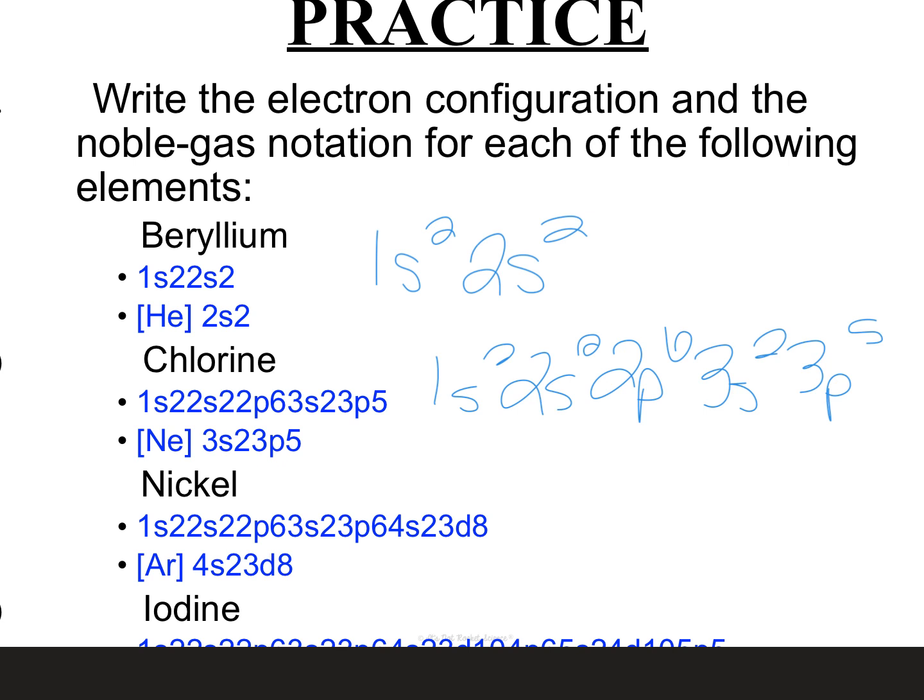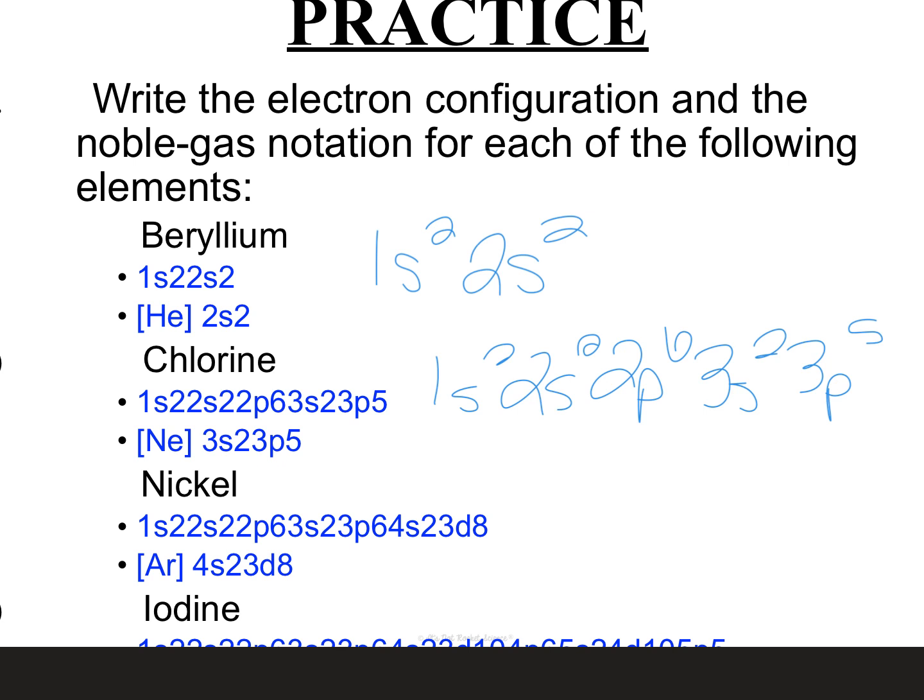Right, so neon is at 2p6. So you just fill in everything after for chlorine. So that's the 3s2, 3p5. So nickel, you have 1s2, 2s2, 2p6, 3s2, 3p6, 4s2, 3d8.